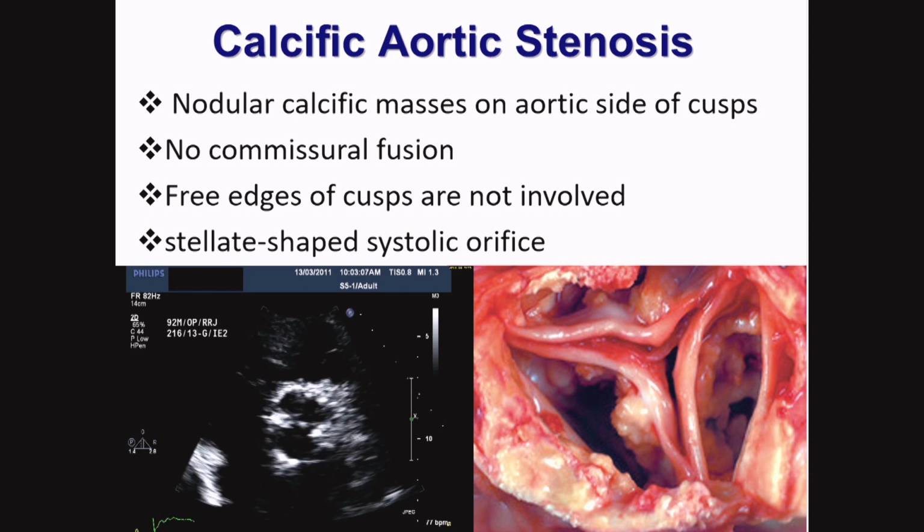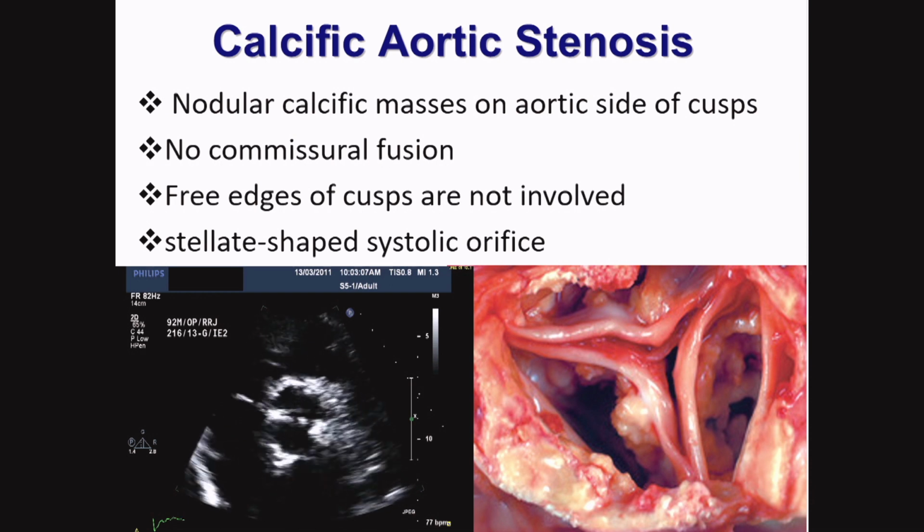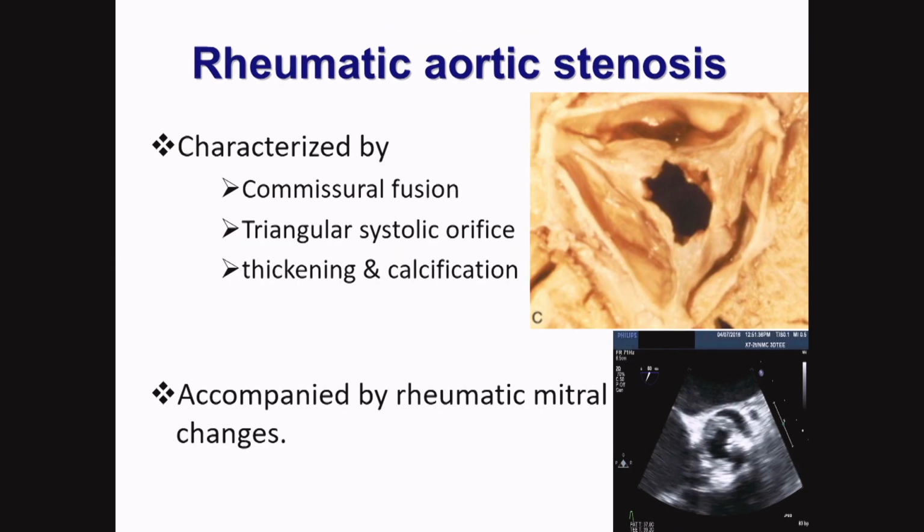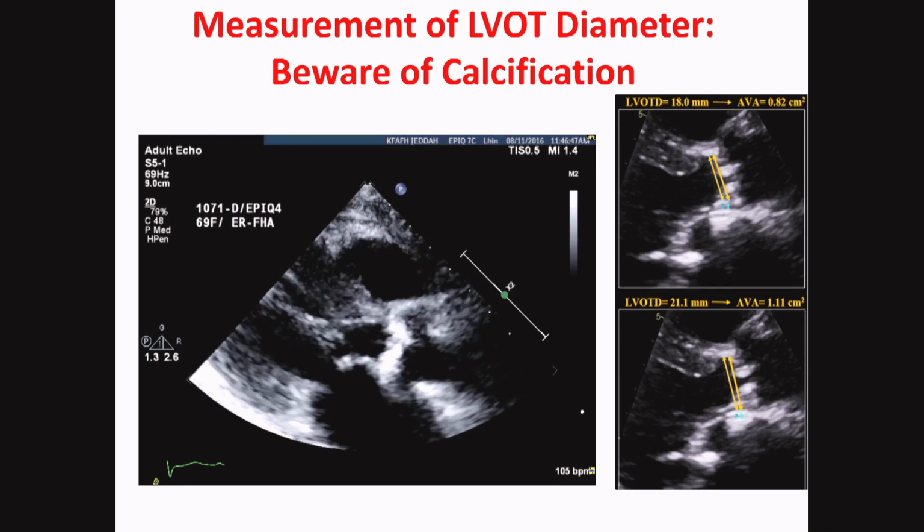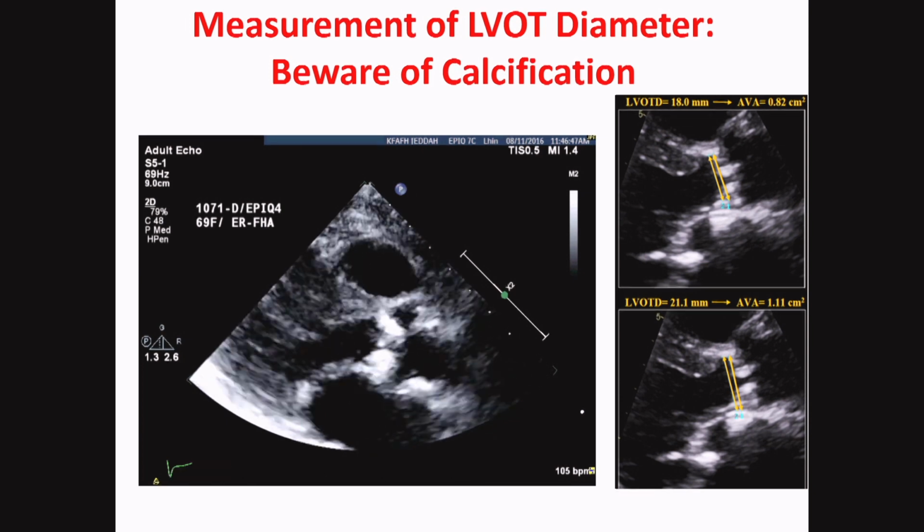With calcific aortic stenosis, we get nodular calcification on the leaflet. There is no commissural fusion. You can see the commissures here are completely open. To the contrary, with rheumatic aortic stenosis, we get commissural fusion, as you can see here, and this is a characteristic of rheumatic aortic stenosis.